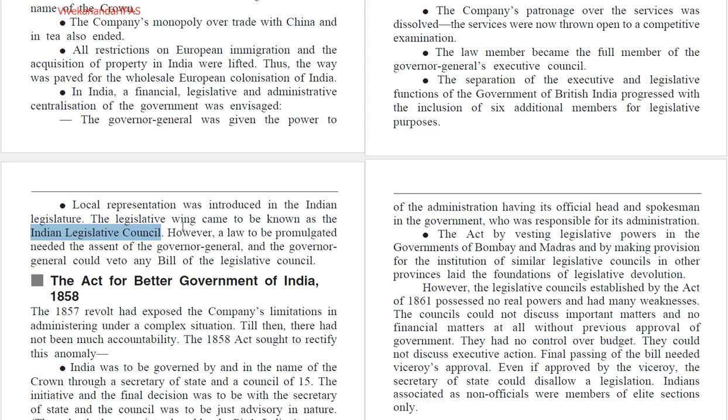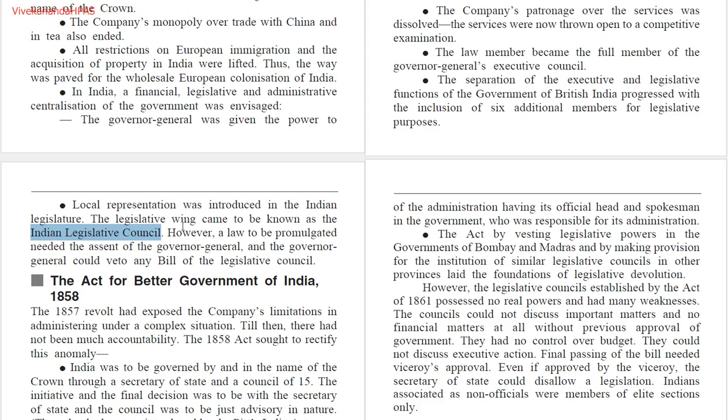So 6 additional members for legislative purposes. Legislation is a major part; execution is not such a major part. The 6 members who were there were included from the local representation. Understand one thing: when I say local representation, I do not mean Indian representation. By local representation, I mean the Governor of Madras or the Governor of Bombay, who were still Britishers, but were now of the localities, of the Indian subcontinent.